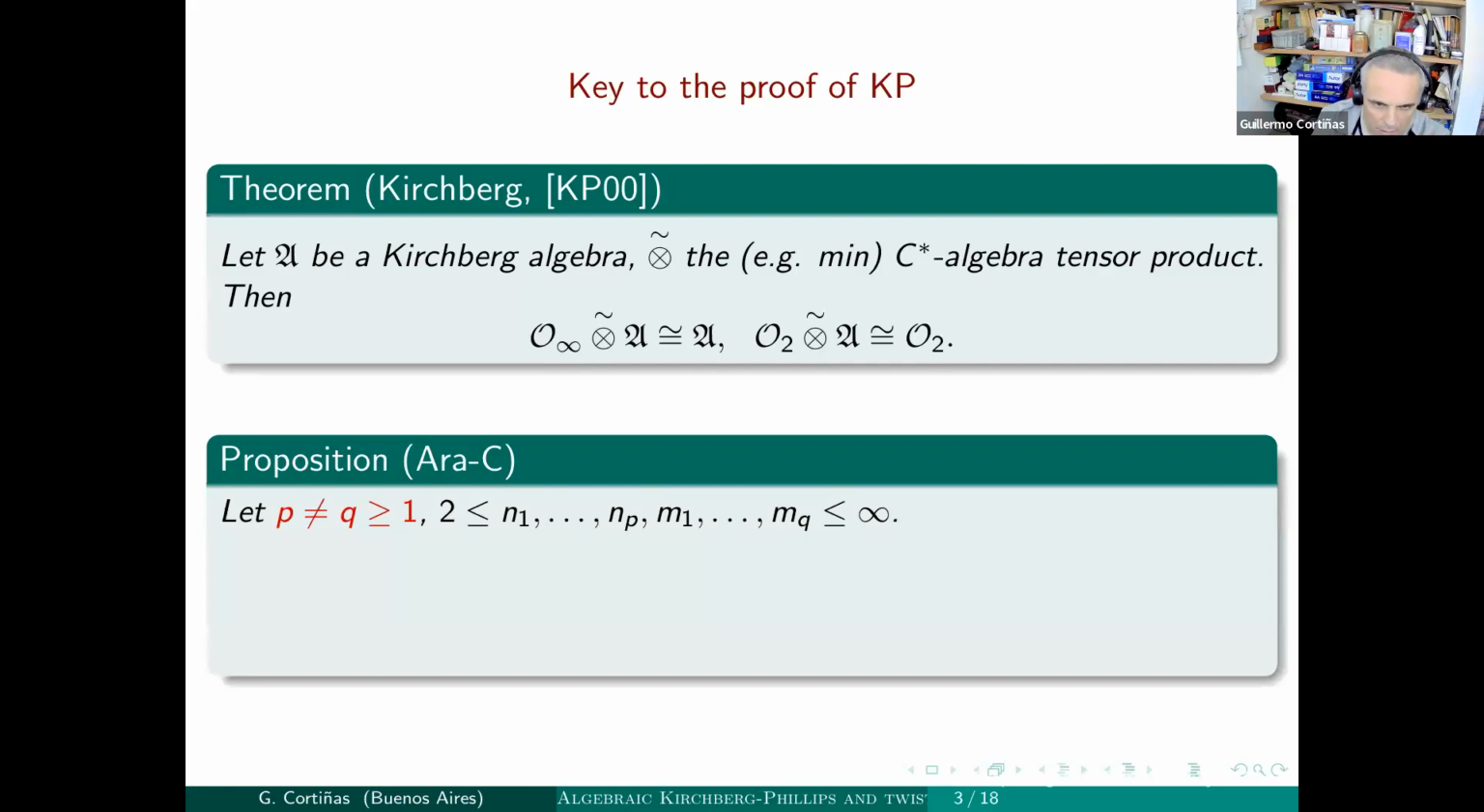However, this does not hold, as we showed some years ago with Pera-Ara. So what happens is that if you have P Leavitt algebras and Q Leavitt algebras, and you take the P-fold tensor product of these Leavitt algebras and the Q-fold tensor product of the other Leavitt algebras, and P is not equal to Q, then the algebras are not Morita equivalent. In particular, L2 tensor L2 is not isomorphic to L2, for example, right?